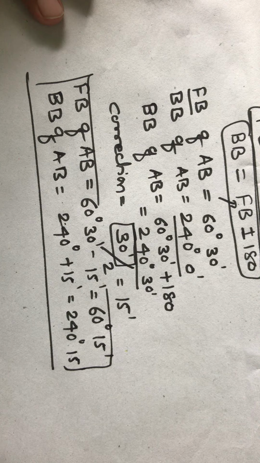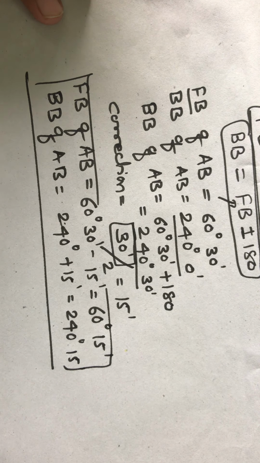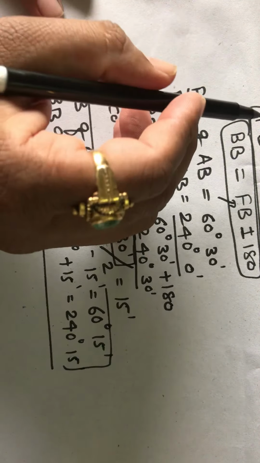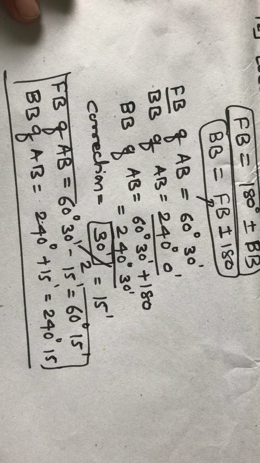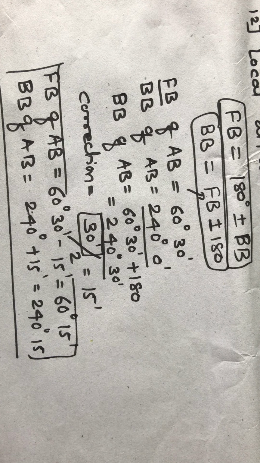So whatever local attraction there is, we observe it by using the forebearing and back bearing of a line, and correct it right there. Whatever the correction is, we divide it and distribute it equally between the forebearing and back bearing. Next we will see the method of application of correction.